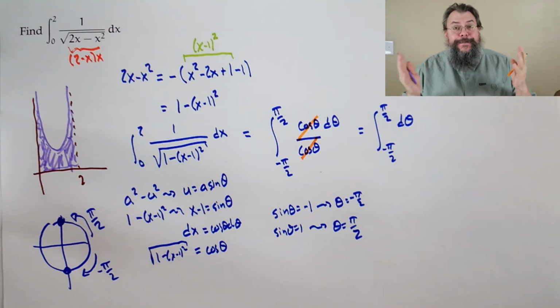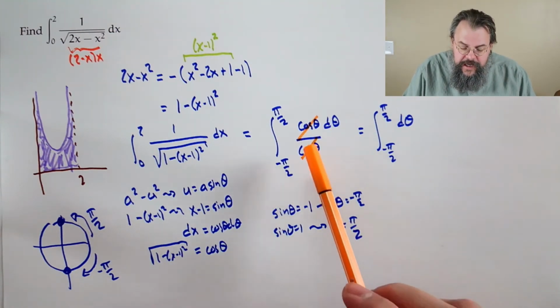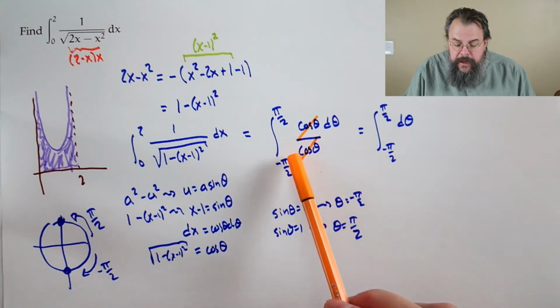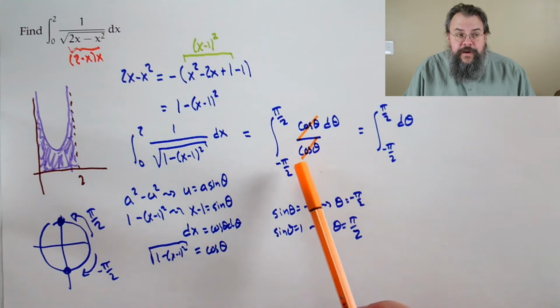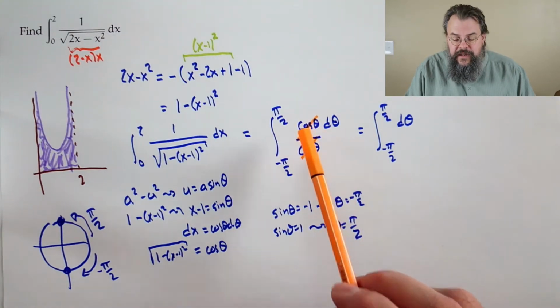So what happened? Where did our improperness go? Notice the cancellation. We ended up canceling. At pi over 2 and negative pi over 2, we're dividing by cosine, but you also had something upstairs, and so you got the cancellation.